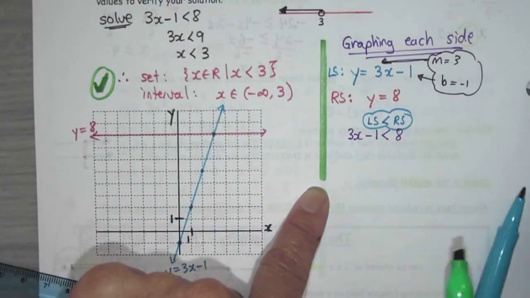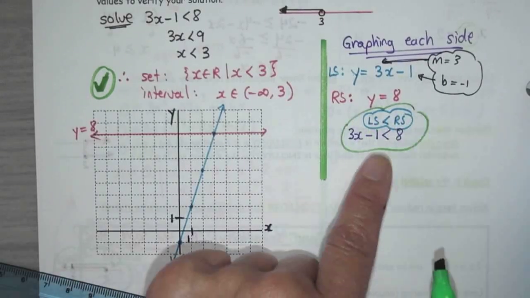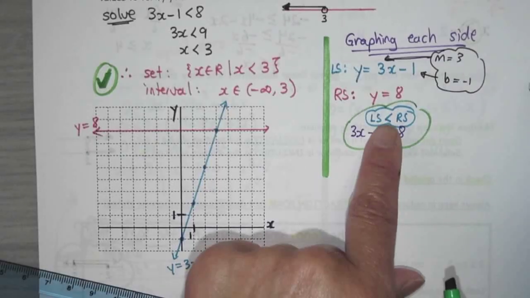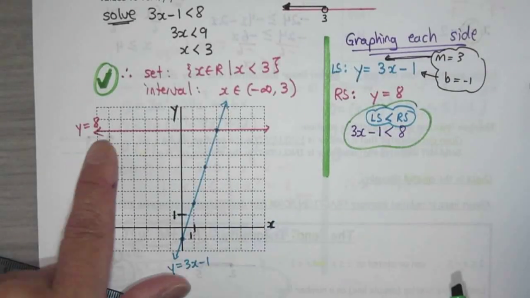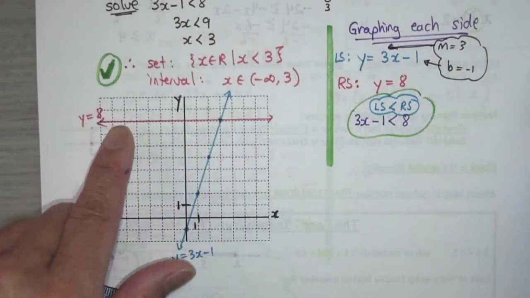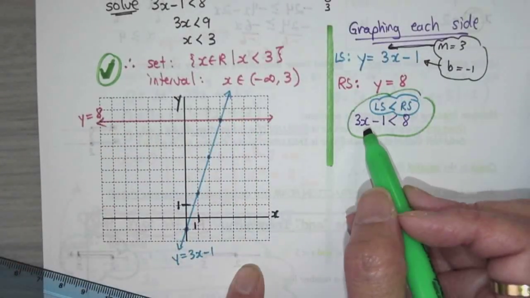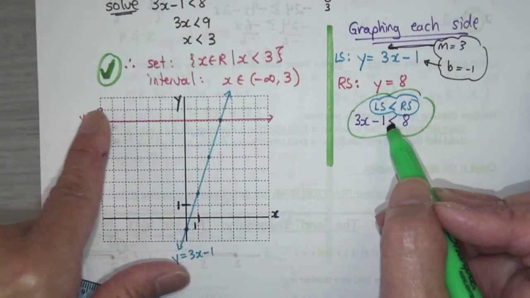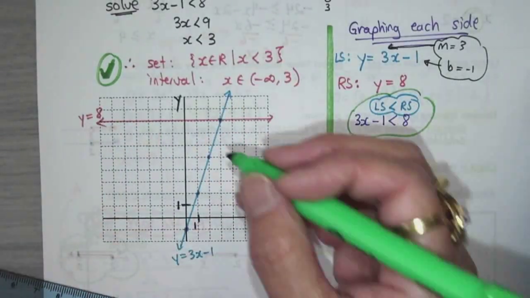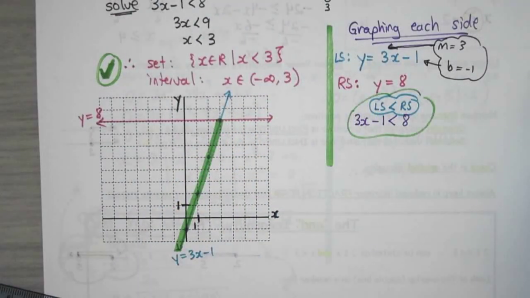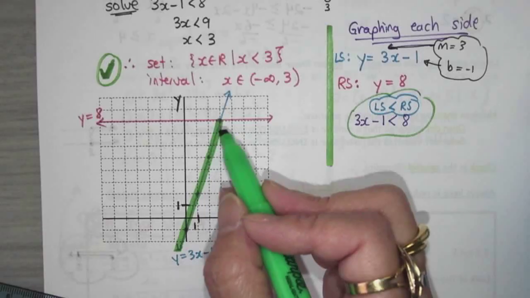So this is what you're thinking. When is the left side, this blue line, less than the right side, which is the red line? When is the blue line less than the red line? That's what this is asking. When is 3x minus 1, which is this line, below y equals 8? And when is that? Here. It's a whole bunch of numbers, not just one number.